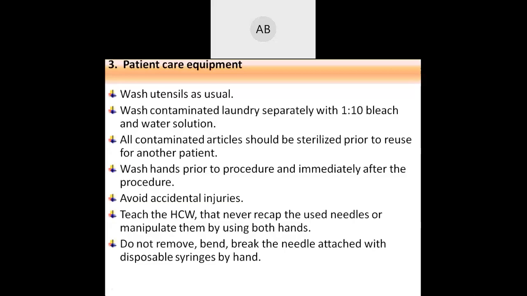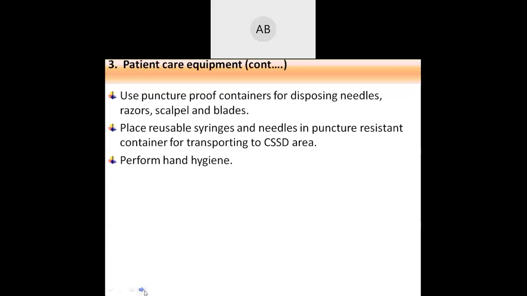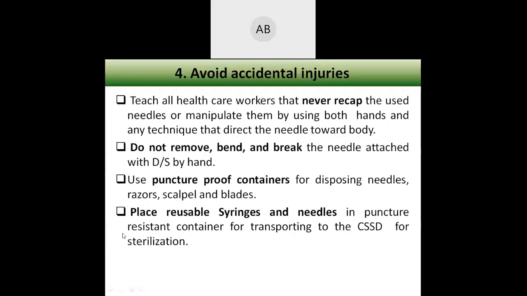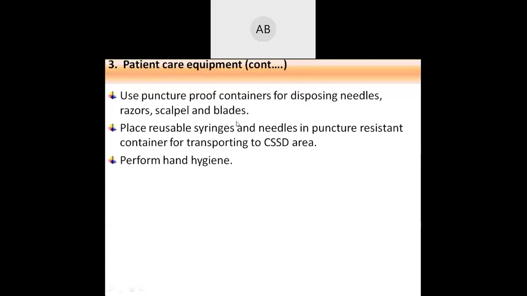So see that once you have given the injection, immediately discard the needle in the puncture bin. You need not recap the needle and then discard it. Don't attempt to bend or break the needles. What happens is when you attempt to bend or break the needles, chances are you will get pricked. Then use puncture proof containers for disposing the needles, or even blades or razors which are contaminated with blood.